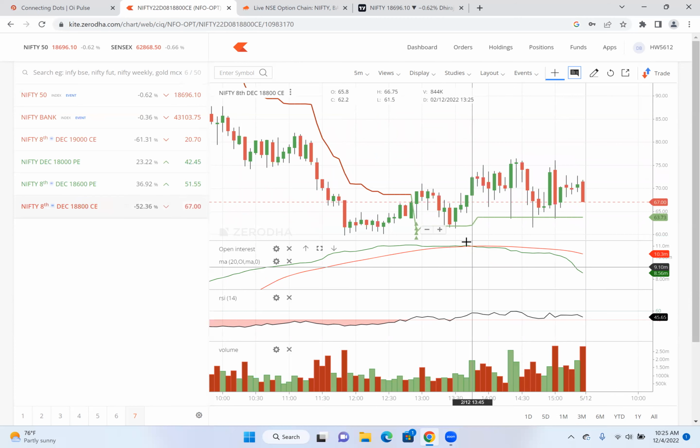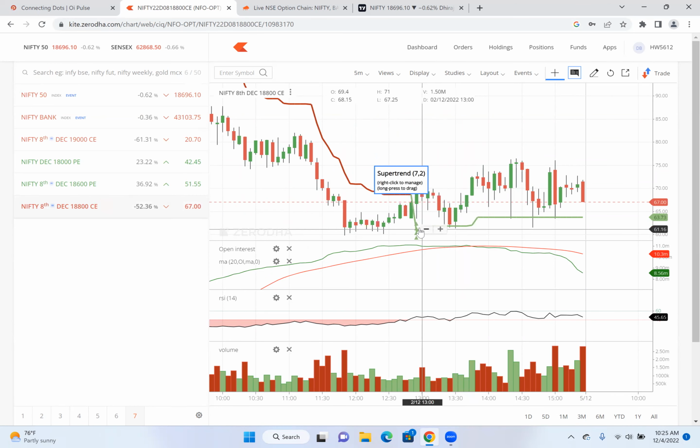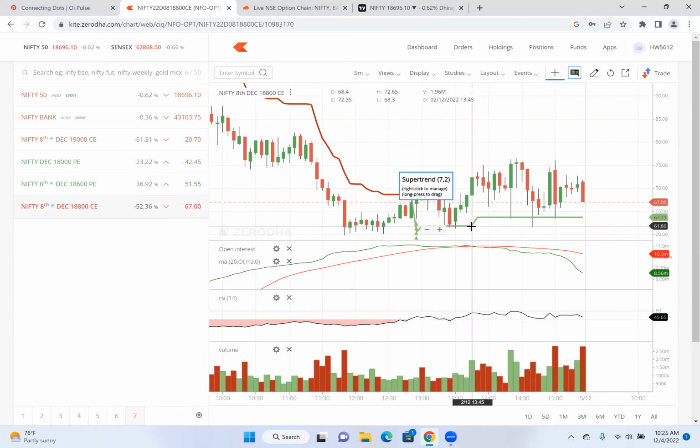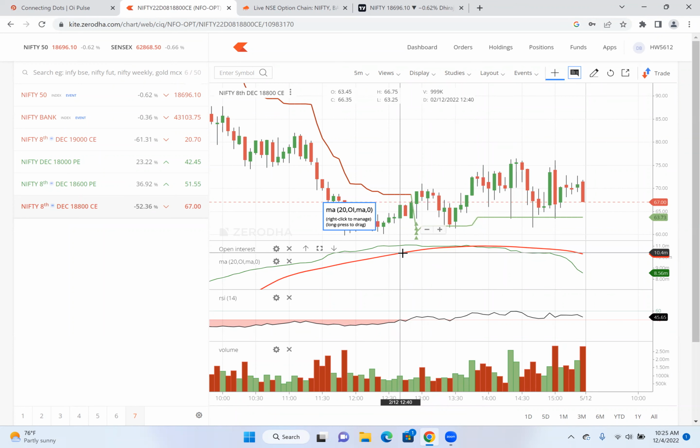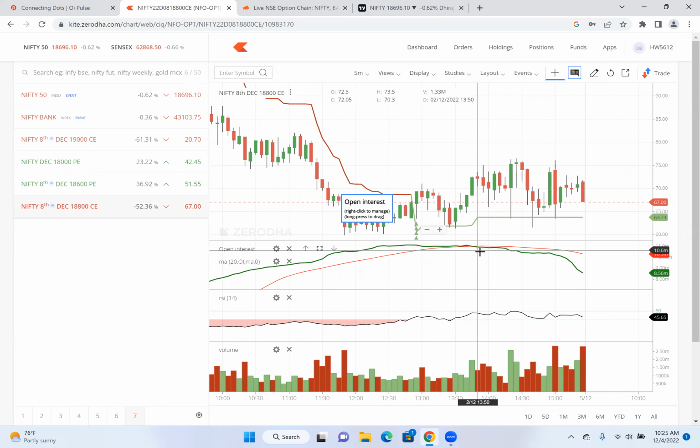Now this is meeting my first criteria. At 12:55 on 2nd December, it met my first criteria, which was super trend is bullish, which means super trend is green and the candles are above super trend. That is condition number one. Condition number two is my OI needs to start falling and the OI should be below this 20 moving average. Just opposite of the selling setup. OI should be below this 20 moving average, and OI should be falling. So at that time it was still uncertain.